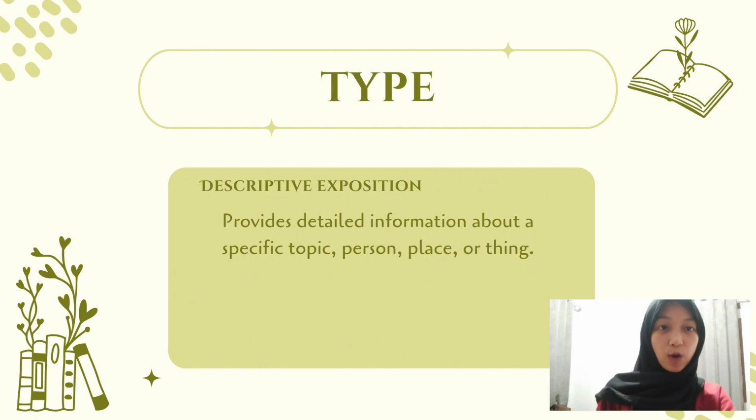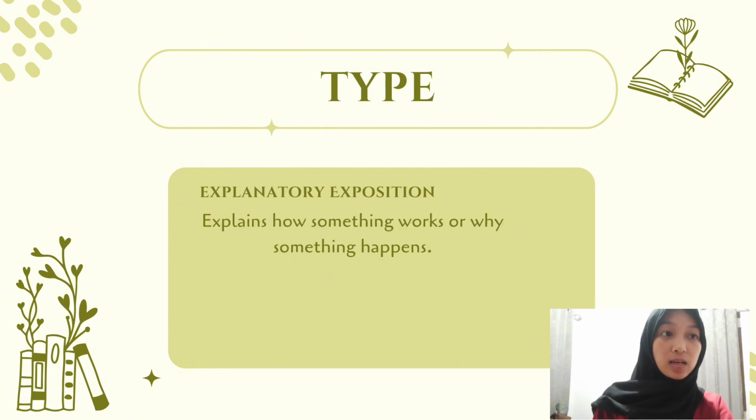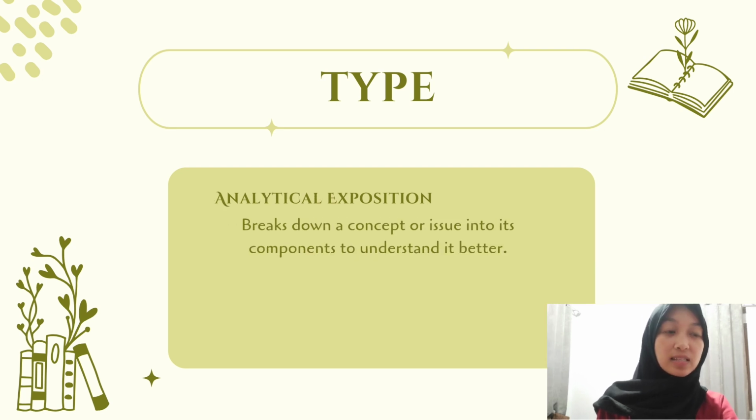Next, the types of exposition text. First is descriptive exposition. Provides detailed information about a specific topic, person, place, or thing. 2. Explanatory exposition. To explain how something works or why something happens. 3. Analytical exposition. Breaks down a concept or issue into its components to understand it better.